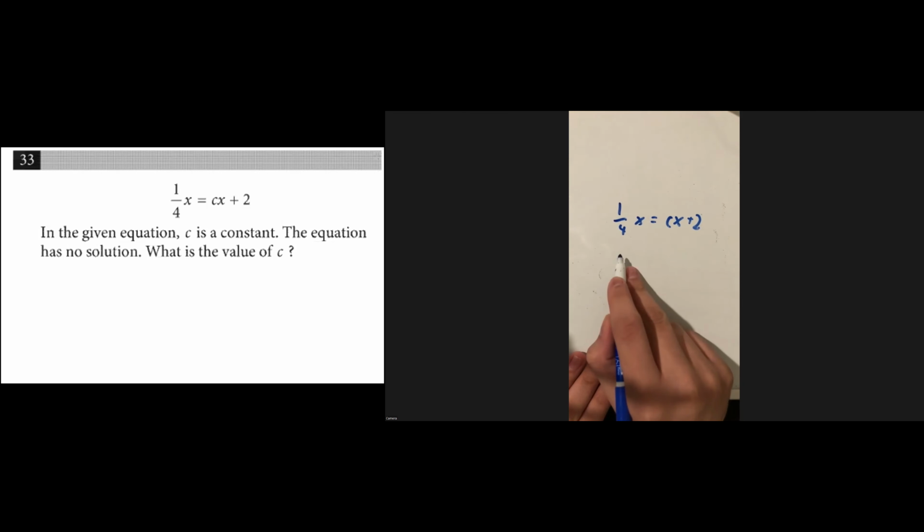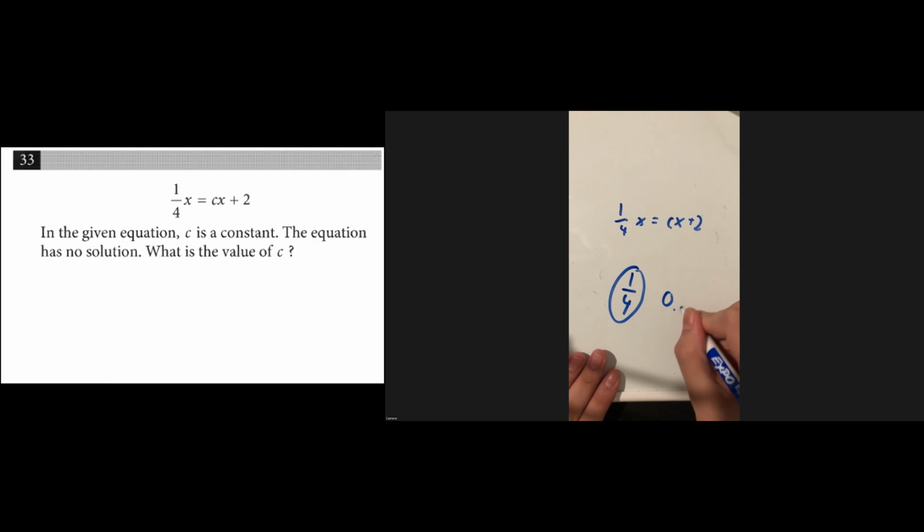Because if you have 1/4 of x equals 1/4 of x plus 2, well, 0 cannot equal 2. So that means that there would be no solution. And so the correct answer here would be 1/4 or 0.25. And on the SAT, you can choose to either write a fraction or a decimal. Typically, fractions will be easier, but some people prefer decimals.